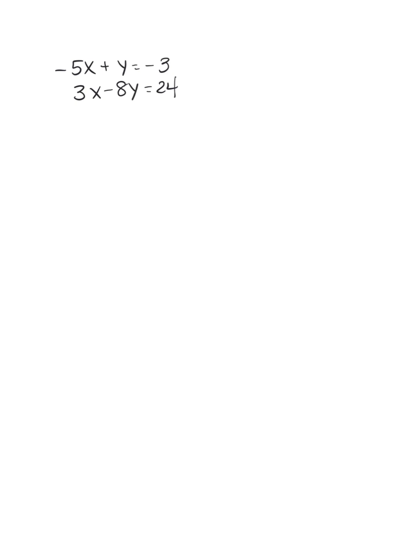Clearly, it's going to be easiest to isolate the y in this equation because the y doesn't have a coefficient. So when you're deciding which one to isolate, always look for the equation where you have a variable with no coefficient, because that's one less step. So I'm going to change this one by adding 5x to both sides.